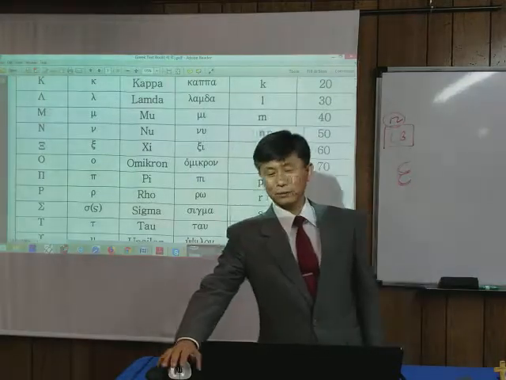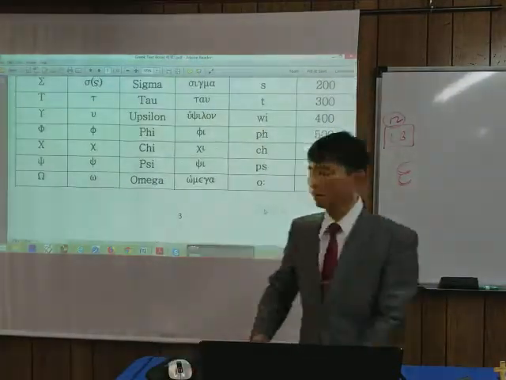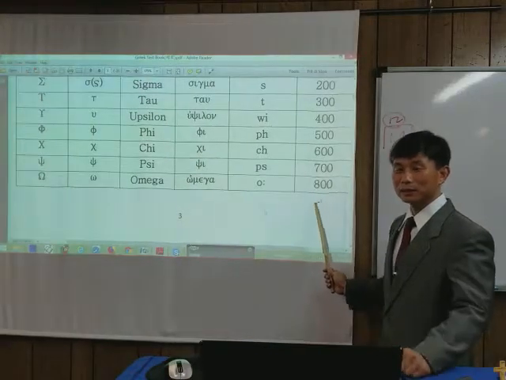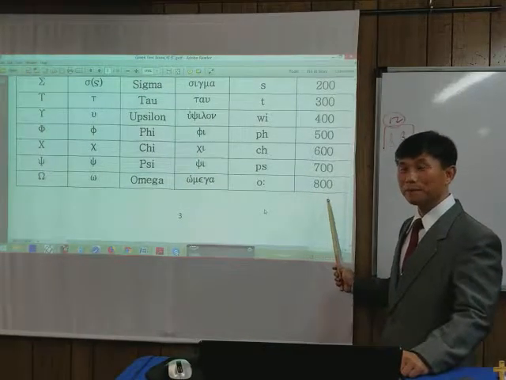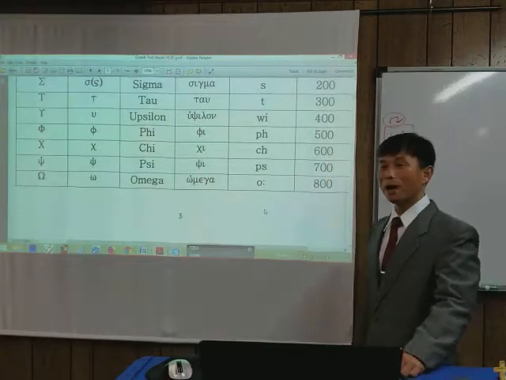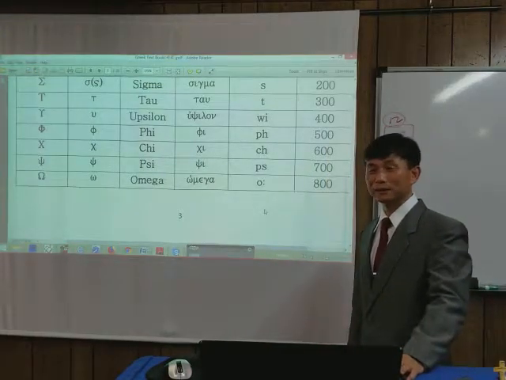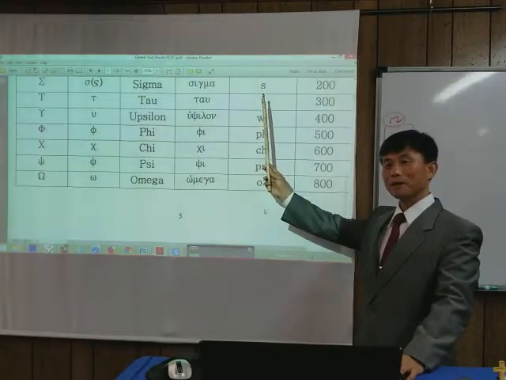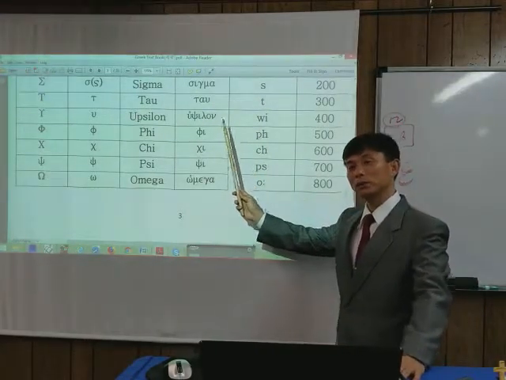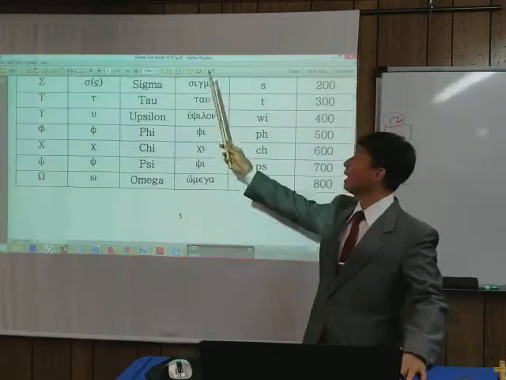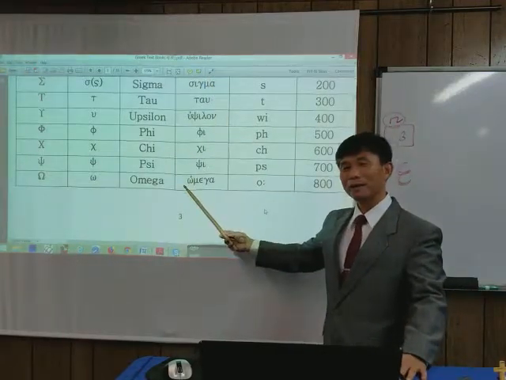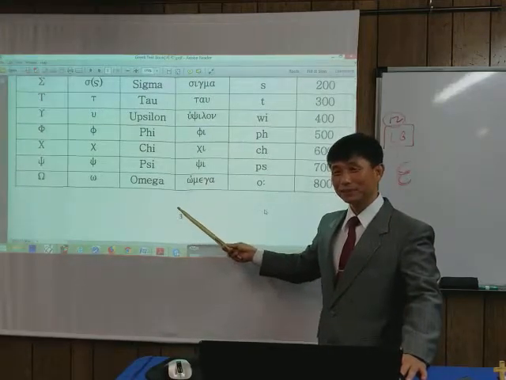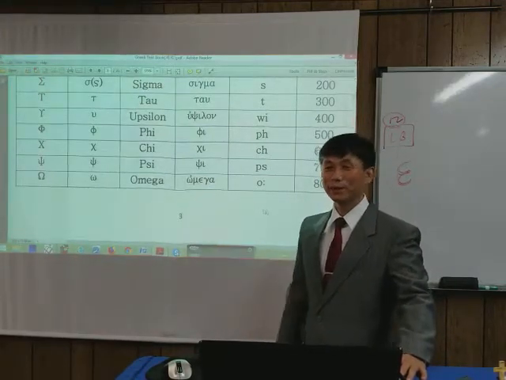And then the 900, which is the last one, right? After omega, 900 does not exist, which was sampi, right? Sampi. And then 90 was koppa. That does not exist in the Koine dialect. So that's why the Koine Greek in the New Testament Revelation says, "I am the Alpha and Omega." It doesn't say, "I am the Alpha and Sampi." Sampi is 900, because it doesn't exist in Koine Greek.